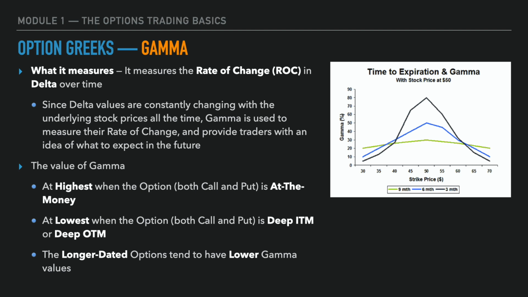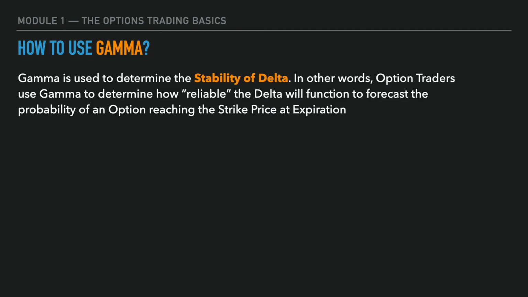In options trading, gamma is often used to determine the stability of delta. In other words, gamma is the best way to see how reliable the delta will function to predict the probability of an option reaching the strike price before expiration.